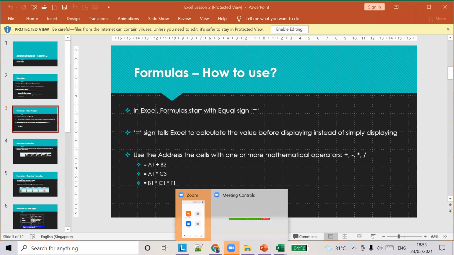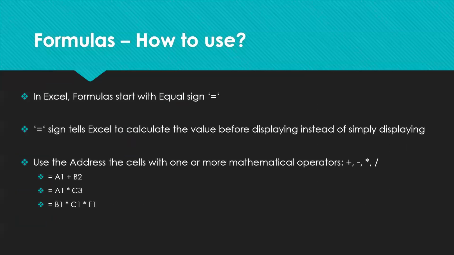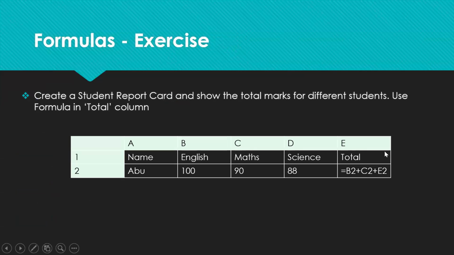So let's go to the next chapter. Now exercise. Create a student report card and show the total marks for different students. Use formula in the total column. I want you guys to create a table and add all these marks.